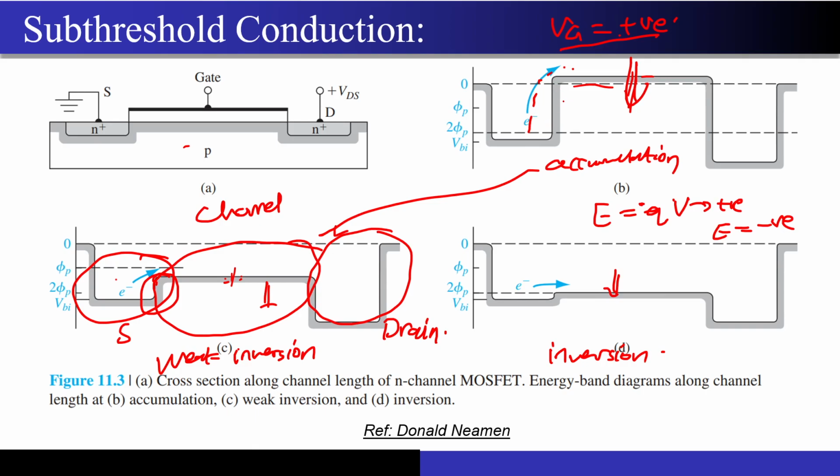In case of the accumulation, if you look, electrons had such a large barrier to cross, but in case of the weak inversion, you still have a very small barrier to cross. So some of the electrons will actually jump from the source into the channel, and they will make all their way up to the drain over here, right? So I hope this point is clear. This is the energy band perspective of the sub threshold conduction.